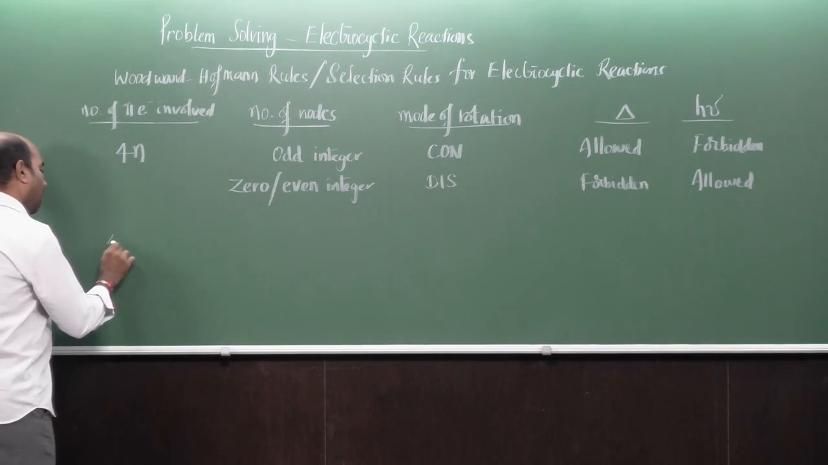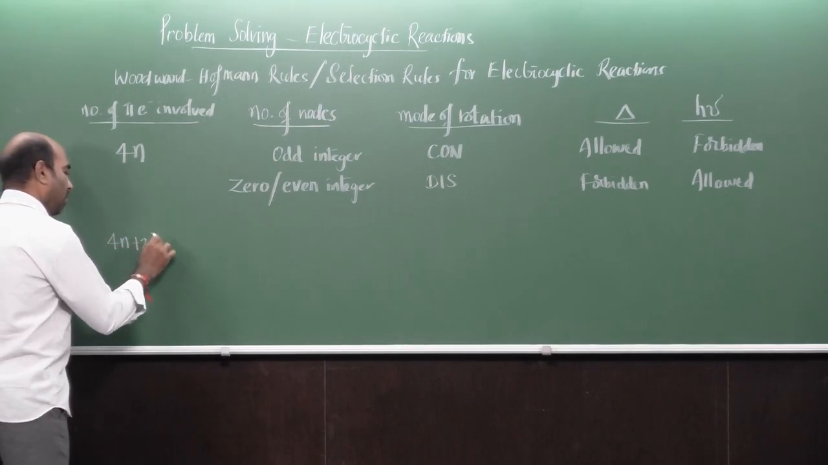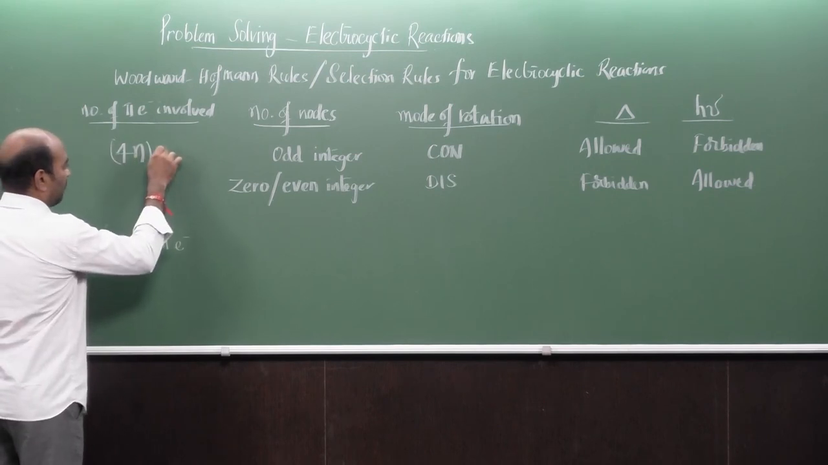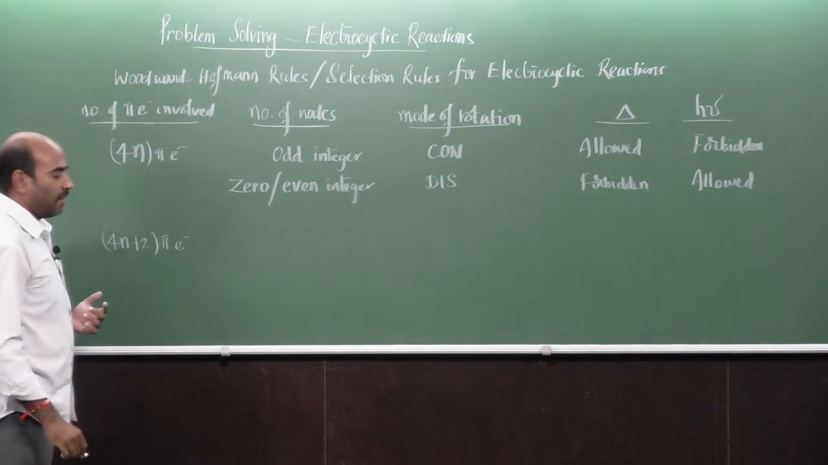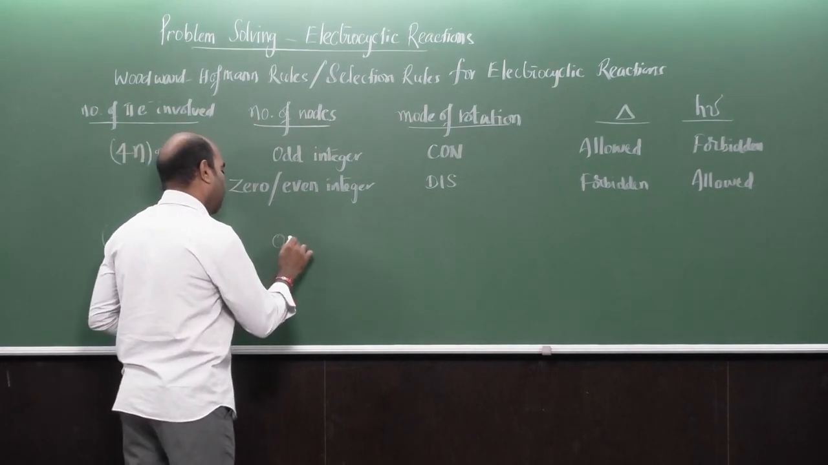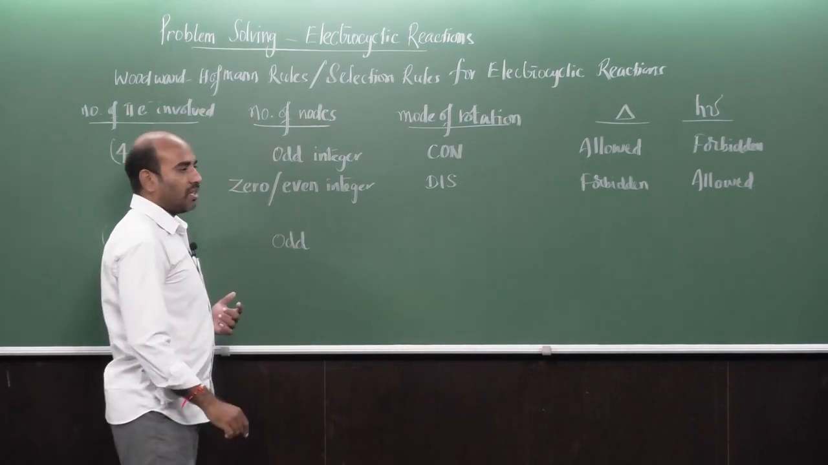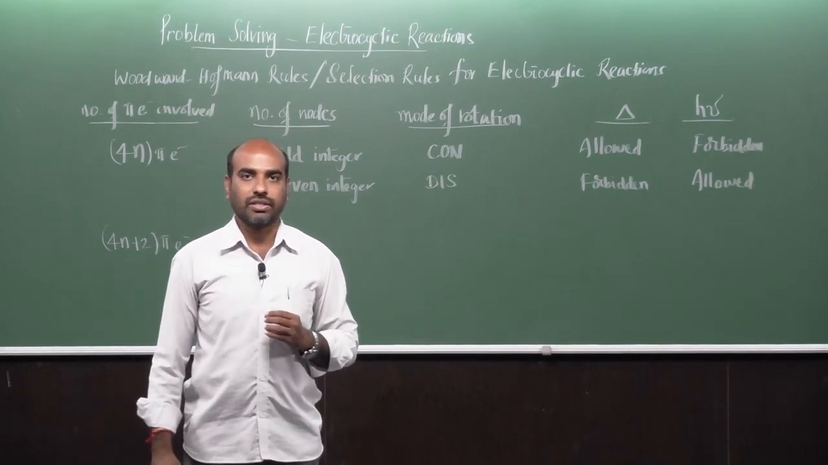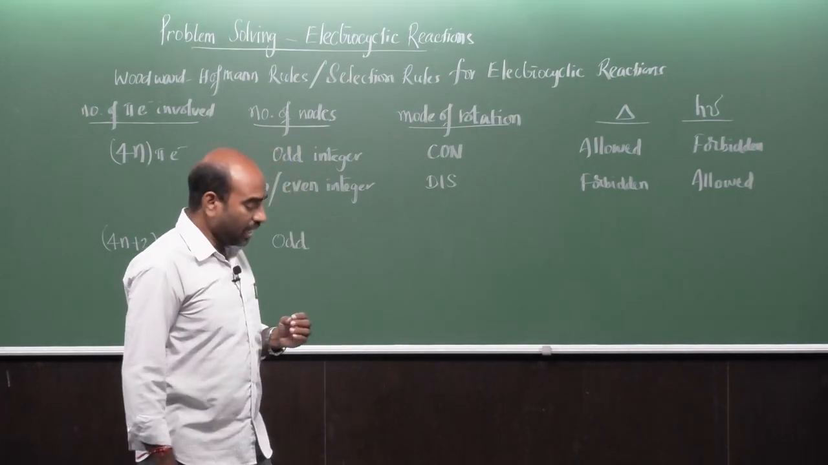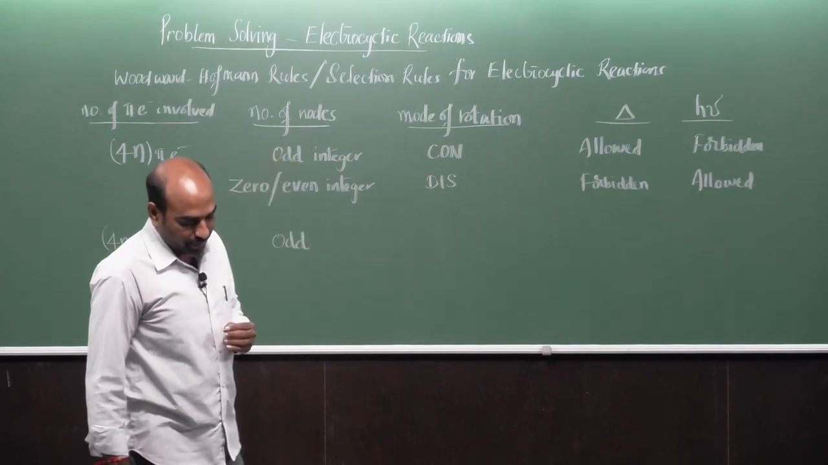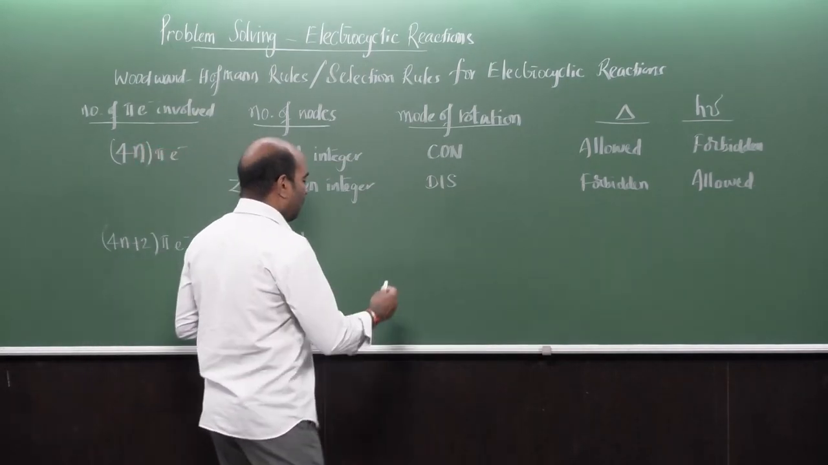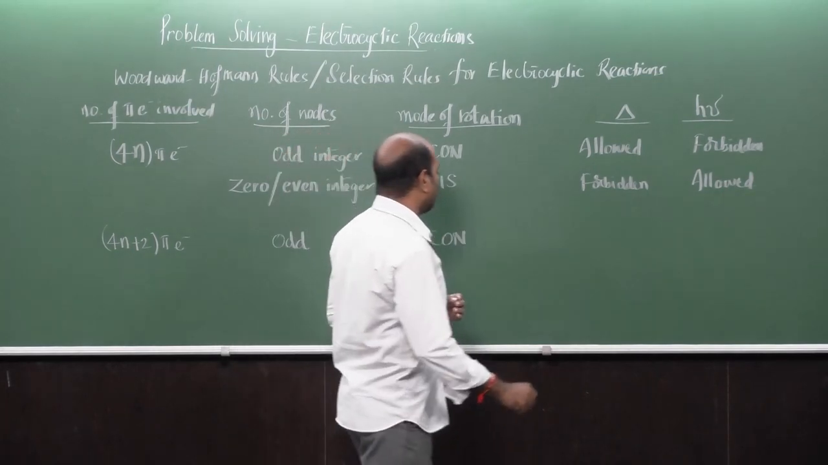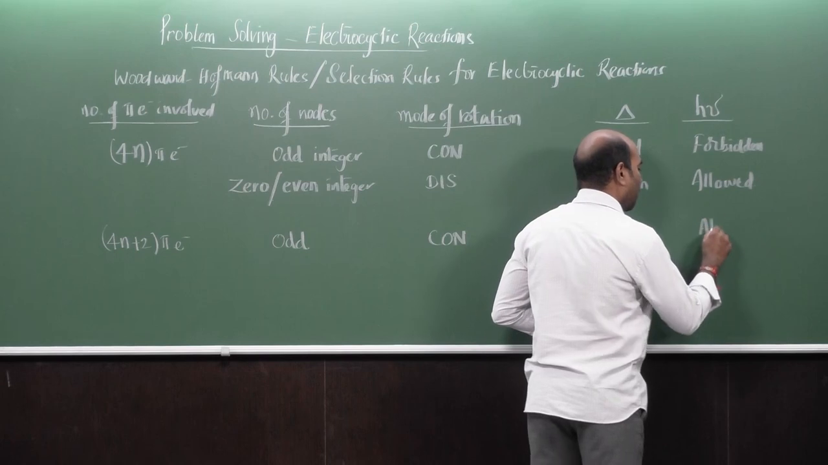Similarly, for 4n plus 2 pi electron systems, if an odd number of nodes is there, then the mode of rotation will be con only, but it is allowed in the photochemical condition.